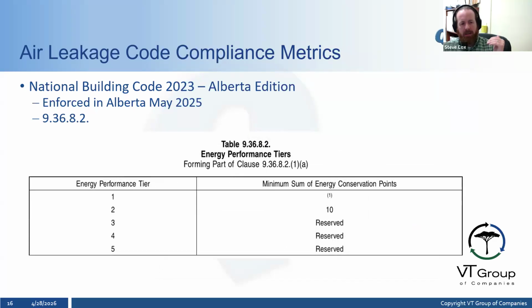And then also, as tier code becomes more common, this is again the 2023 code, they've laid out performance tiers. You can get energy conservation points. If you wanted to achieve tier 2, that would be 10 energy conservation points. If you're curious about that, that's another discussion we can have. I'm happy to have that discussion with you separately. I don't have time to go through that now with you.